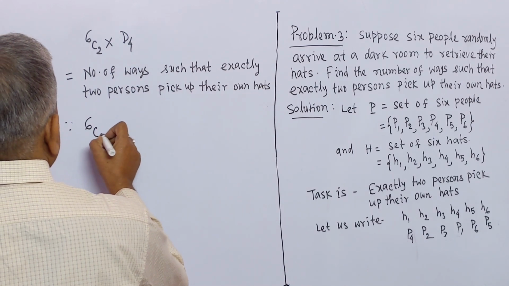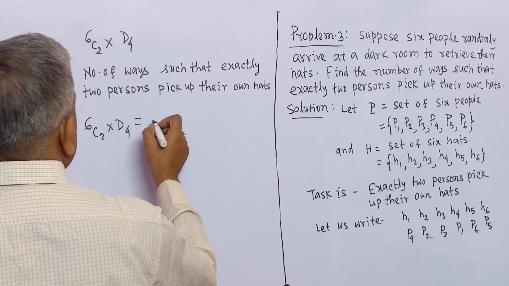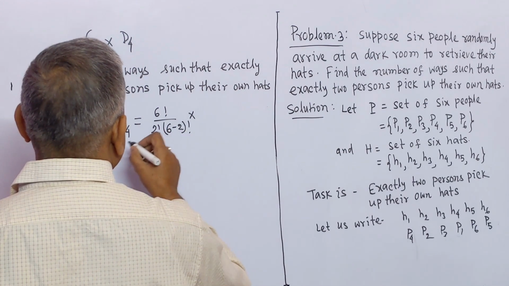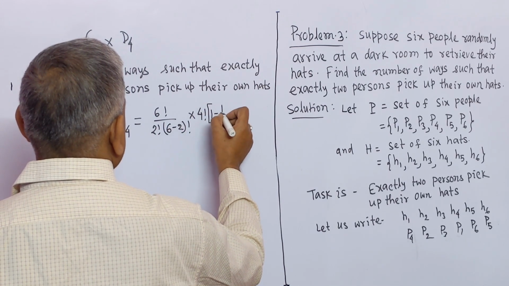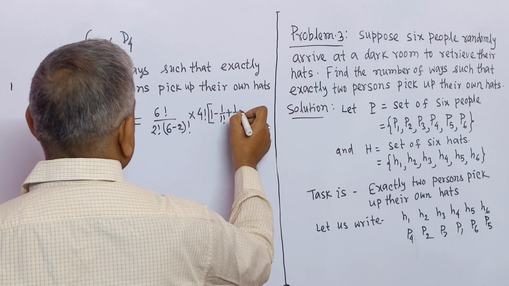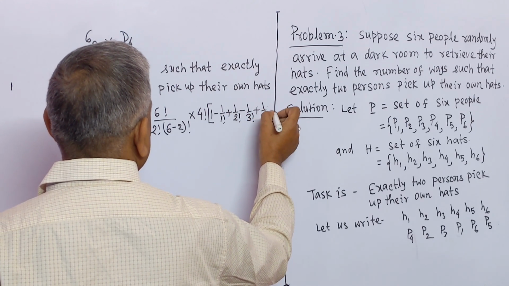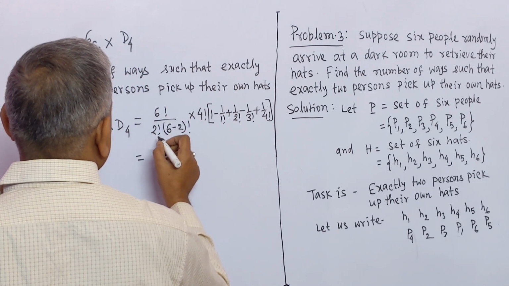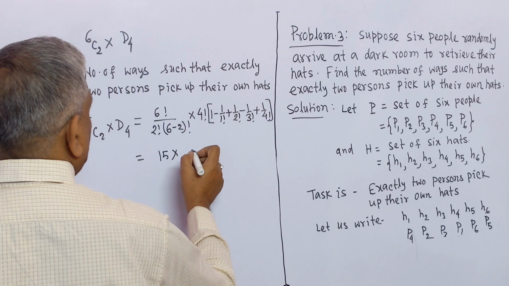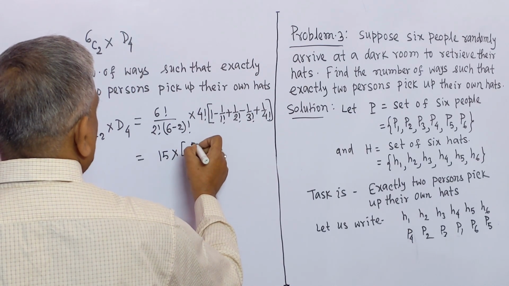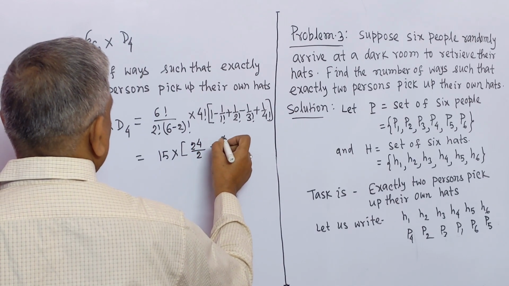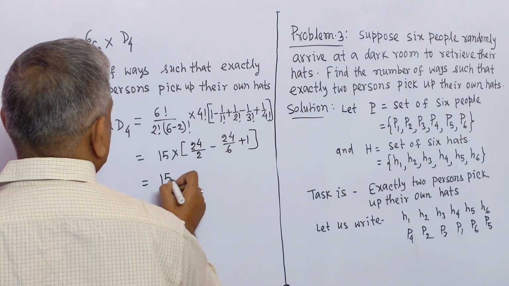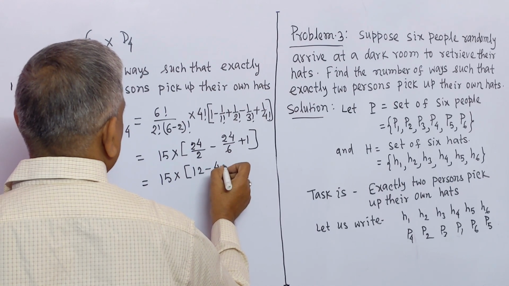Since 6C2 multiplied by D4 equals factorial 6 by factorial 2 factorial 6 minus 2, multiplied by D4, which means factorial 4 times the bracket 1 minus 1 by factorial 1 plus 1 by factorial 2 minus 1 by factorial 3 plus 1 by factorial 4. This is equal to 5 multiplied by 6, 30 by 2, 15, multiplied by factorial 4, which means 24: 24 by 2 minus 24 by factorial 3, which means 6, plus factorial 4 by factorial 4, 1. And this will be equal to 15 multiplied by 12 minus 4 plus 1.